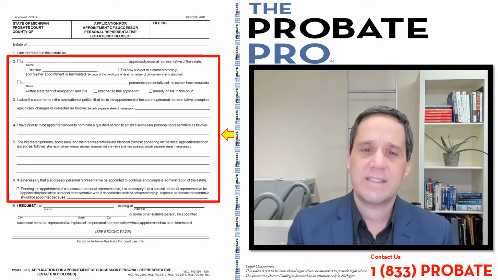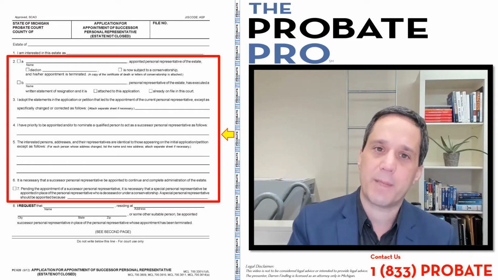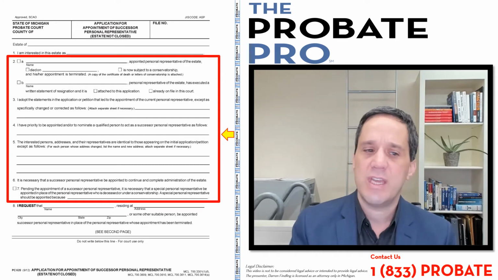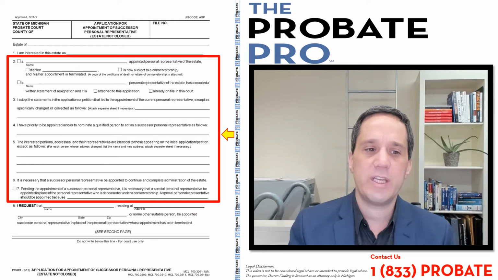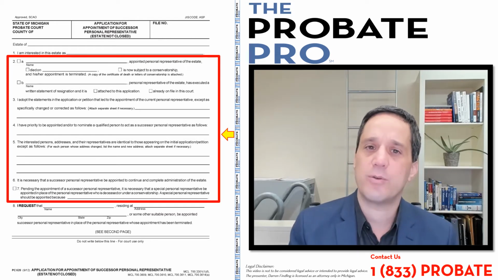Section 3 is trying to discern if there are any changes from the original application for probate or petition for probate. If there's been any changes in the facts or issues that led to the appointment of the personal representative, you'd identify those there.